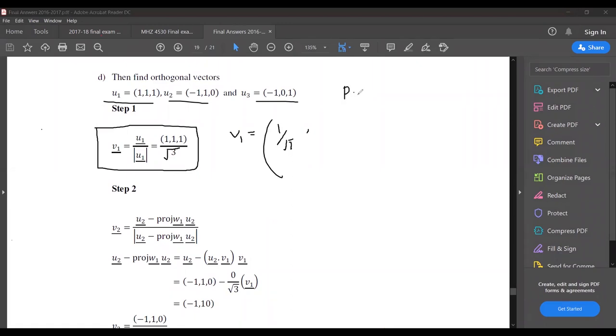In matrix P, the columns are v1, v2, v3, so we need to find v2 and v3. To find them, we have an equation. We need to keep this in mind: the projection of w1 onto u2 is u2 times v1 into v1. So u2 minus the projection of w1 onto u2 is u2 minus (u2 times v1) into v1.